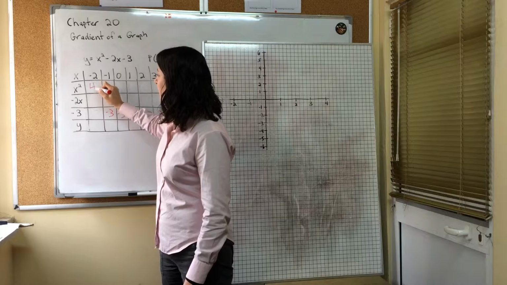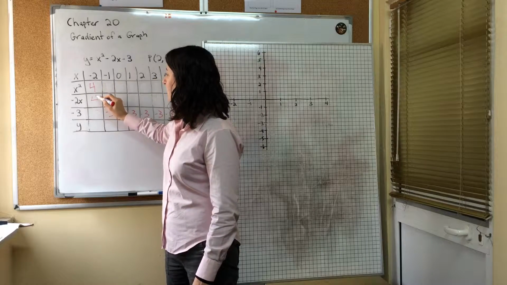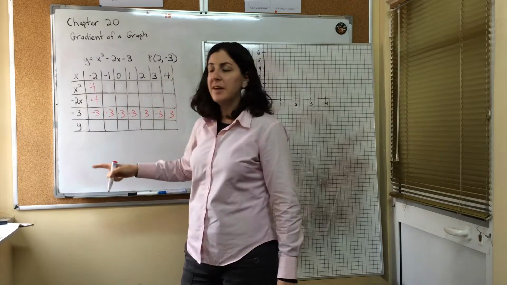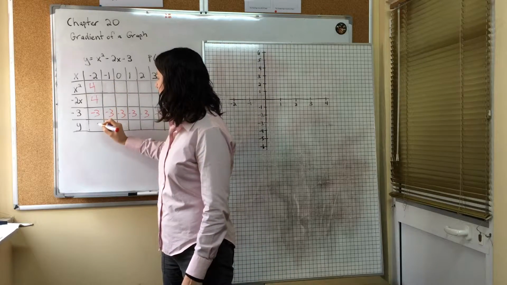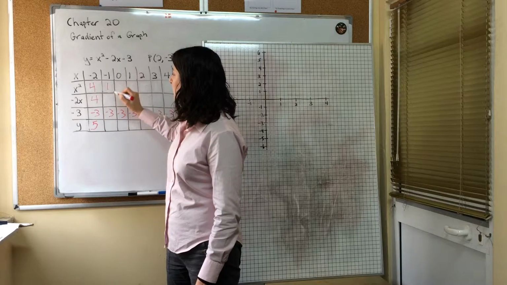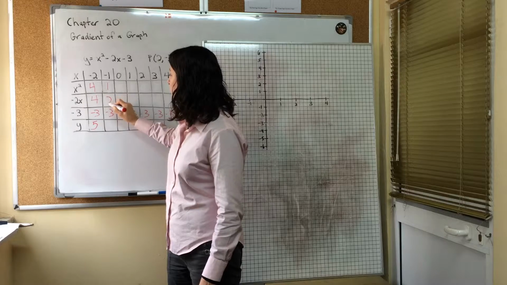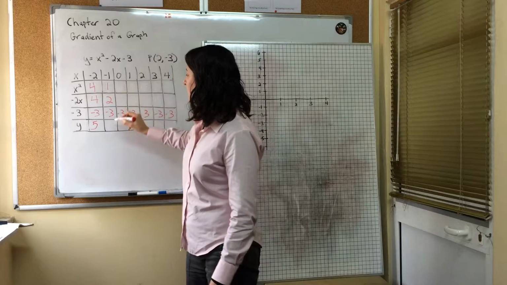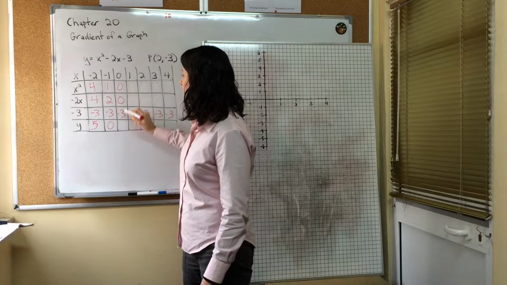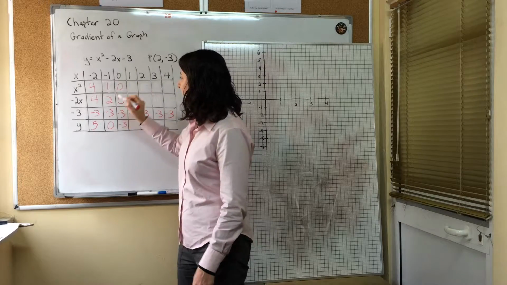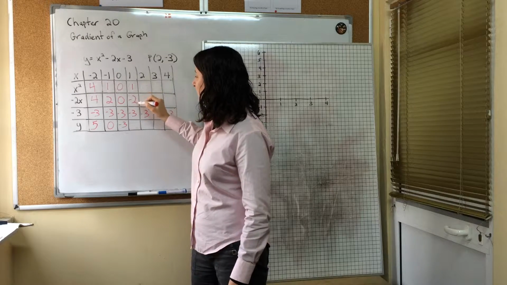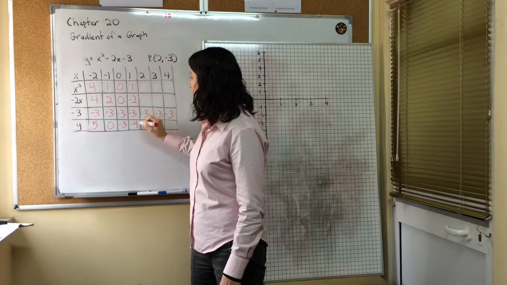-2 squared is 4, -2 times -2 is +4, and then we'll put a -3 in for all of it just to not make a mistake. 4 plus 4 is 8, minus 3 is 5. -1 squared is 1, -2 times -1 is a +2, 1 and 2 is 3, minus 3 is 0. 0 squared is 0, anything times 0 is 0, leaving us with -3. 1 squared is 1, this is -2, 1 minus -2 is -1, minus 3 is -4.